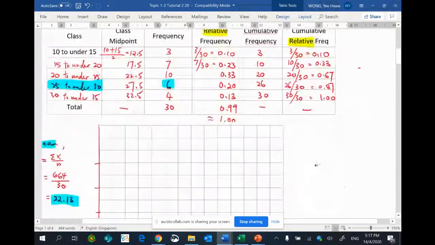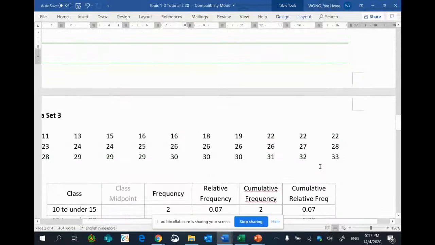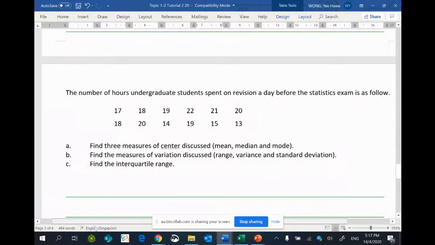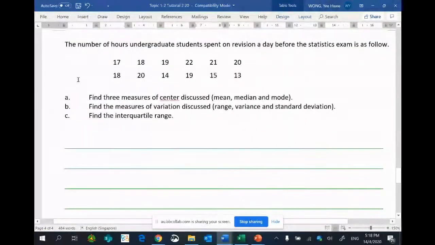So now you go down to the very bottom. We have a data set. You calculate this, then I give you 5 to 10 minutes. If you have not calculated this, please calculate it now. Then I'll tell you what is so interesting about this set of data. So you calculate first. Take about 5 minutes.